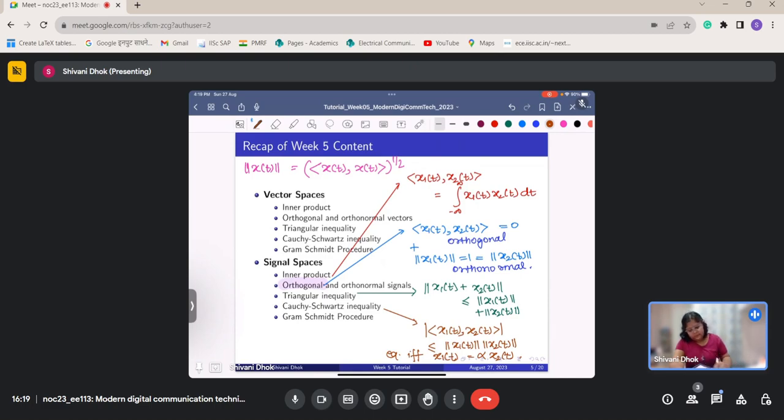And again, similar to vector spaces, we had considered the Gram-Schmidt procedure. I won't say much about this Gram-Schmidt orthogonalization procedure right now. We'll solve some questions on this for both vector and signal spaces. That will be much clearer at that point.